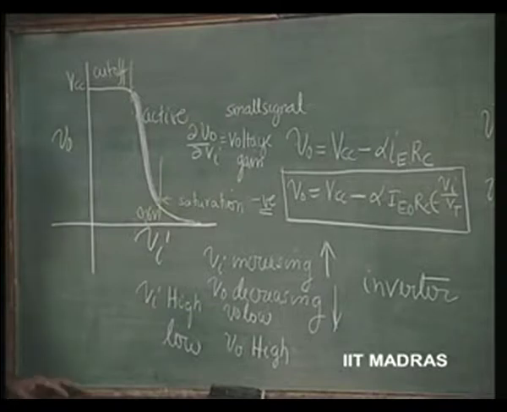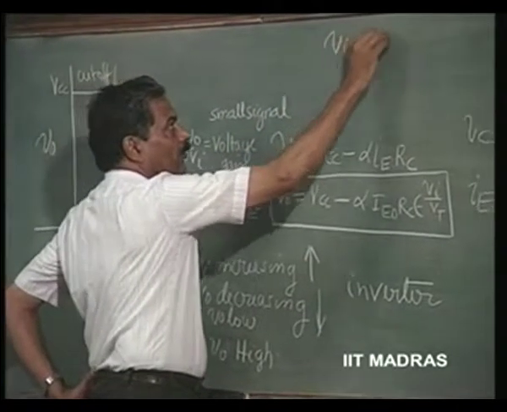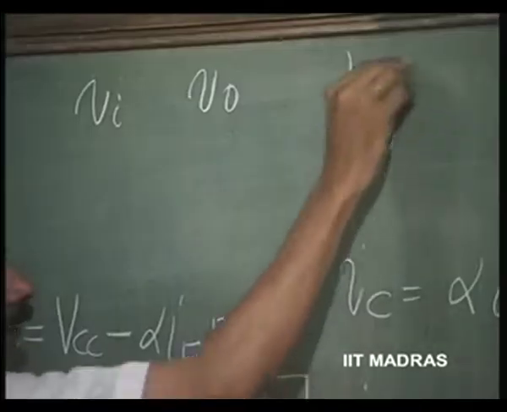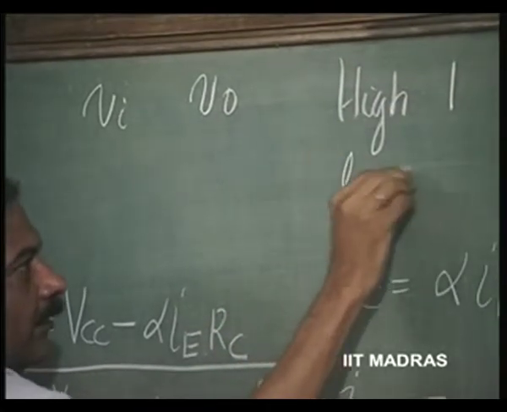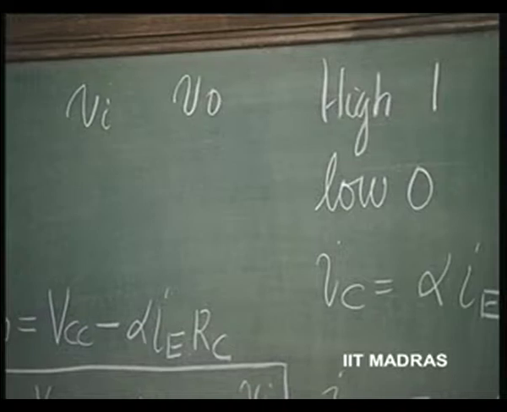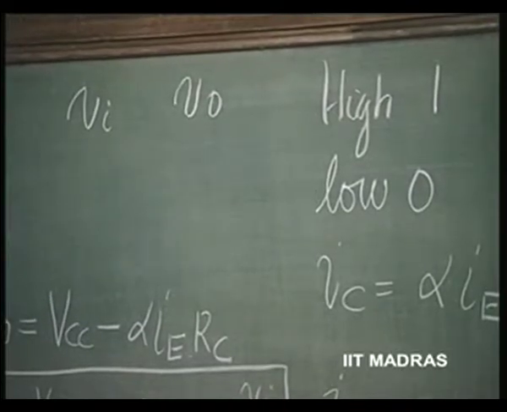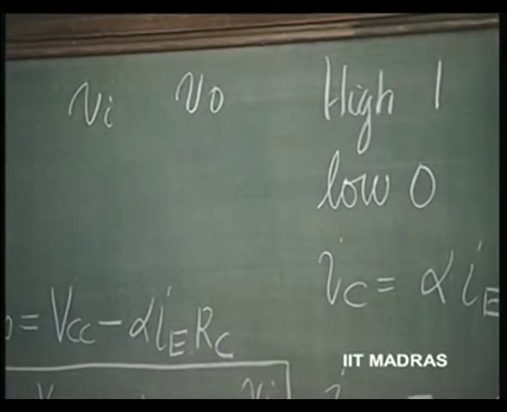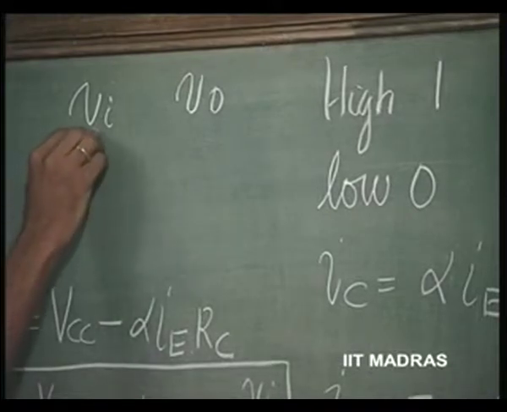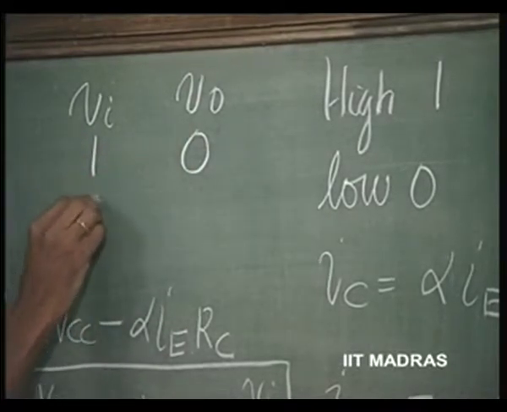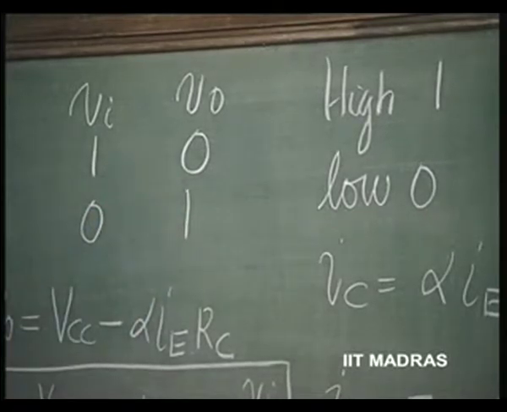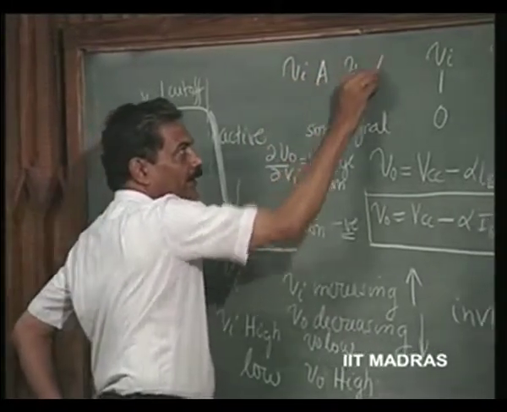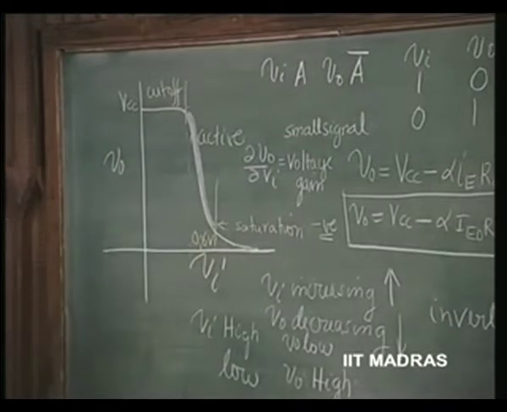This is a very interesting thing. If input voltage and output voltage are both denoted, high as 1 and low as 0, this is called the binary bit level, 1 and 0, high and low, positive logic. Then if Vi is 1, V naught is 0. If Vi is 0, V naught is 1. Or if Vi is A, V naught is A bar. This is the logical operation.